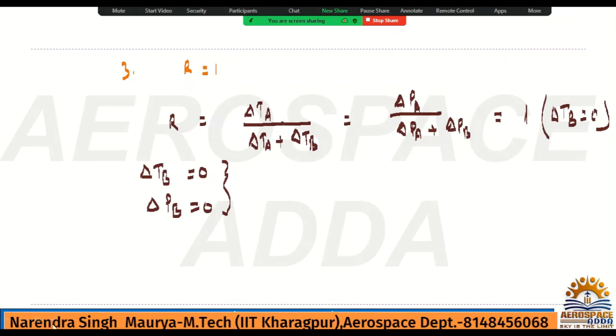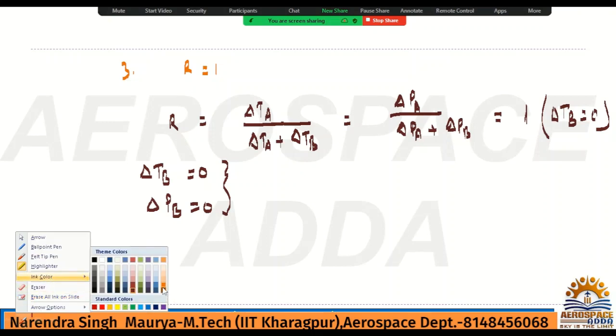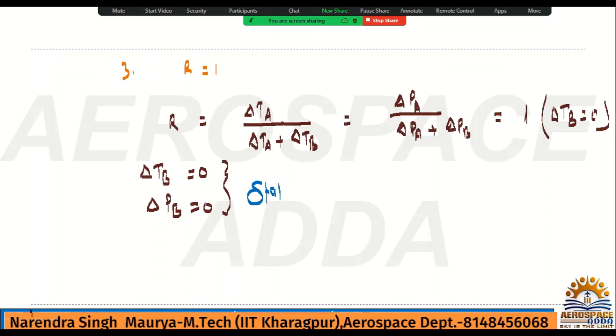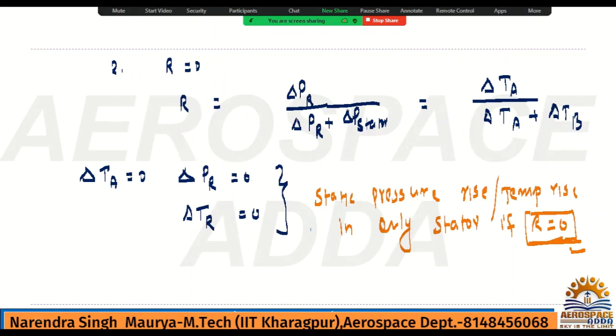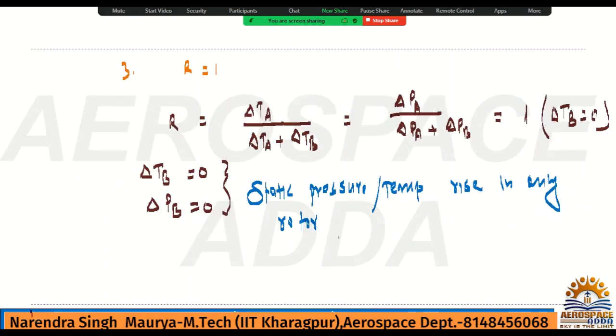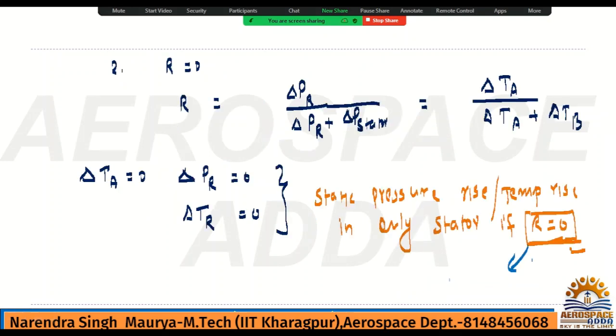So it means only static pressure and temperature rise in only rotor. If R is 1, then pressure and temperature rise happen in only rotor, hence it is called a reaction machine. And in the R equal to 0 case, hence it is called an impulse machine.